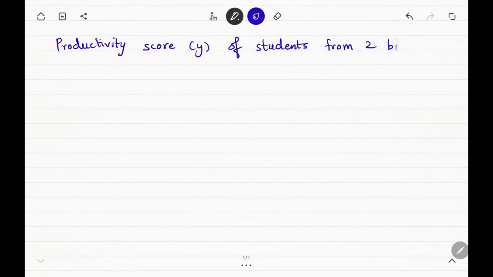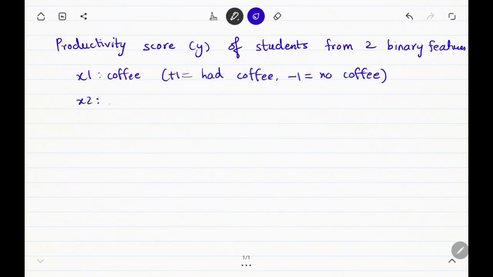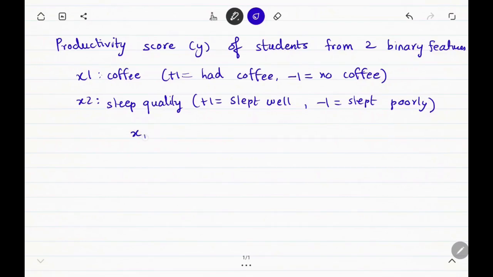Let's say we are predicting a daily productivity score of students, y, from two binary features. x1 is coffee: +1 means had coffee, -1 means no coffee. x2 is sleep quality: +1 means slept well, -1 means slept poorly. The data is x1, x2, y, and the data points that we have are (1, 1, 9), (-1, 1, 3), (1, -1, 1), (-1, -1, -5).